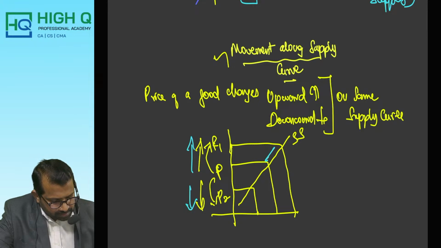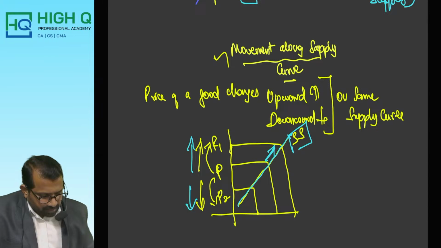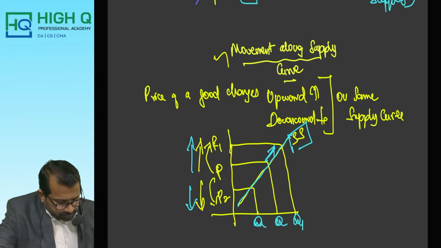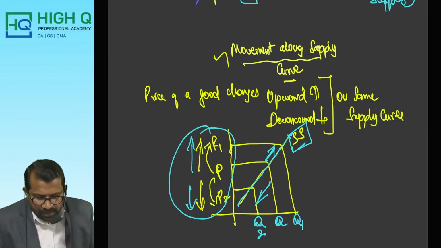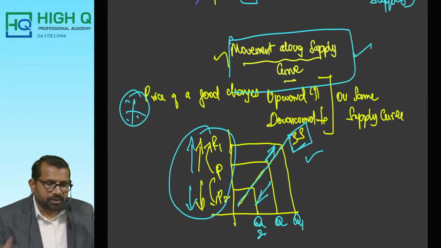This portion is called the supply curve. The supply curve is which represents the same. Now here Q2, Q1, Q2, Q1, decrease, increase, but supply is a movement. The price of your goods changes either upward or downward. Movement on the same supply curve is called movement on the supply curve. So this part is important for your examination.